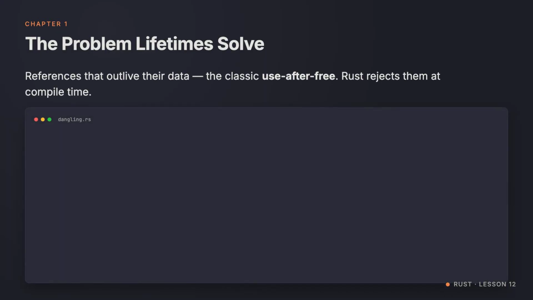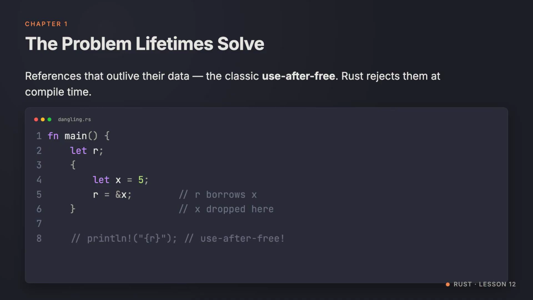Lifetimes exist to prevent one specific bug, a reference that outlives the data it points to. This is called a dangling reference or, in other languages, a dangling pointer. In languages without lifetimes, C, C++, older versions of Objective-C, you can very easily end up with a pointer into memory that's already been freed. Reading from it gives you garbage. Sometimes it crashes, sometimes it silently returns bad data, sometimes it opens up a security vulnerability that an attacker can exploit. Rust refuses to compile code that could produce such a reference.